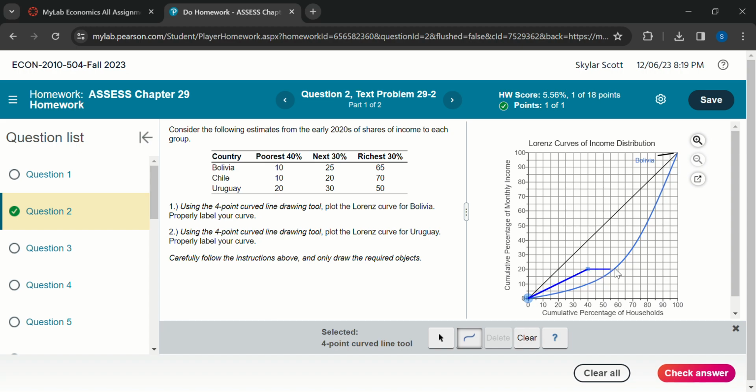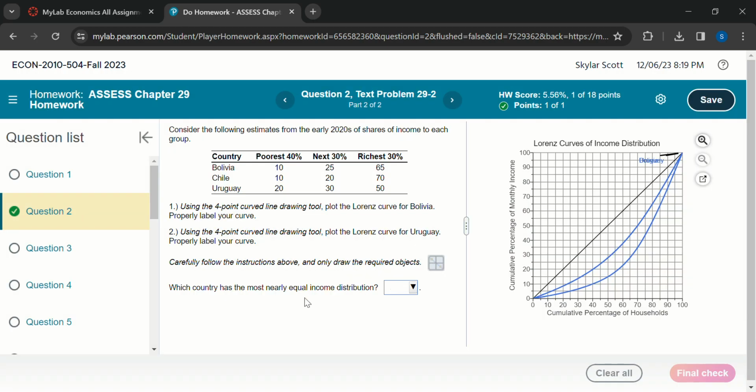Then if we look at the next 30%, they control 30% more of that given wealth. So we'll go back to 70 here. And 20 plus 30, of course, is 50. Go up to 50, draw our line there. Finally, the richest 30% control 50% of the given wealth, which will equal 100% of the total wealth. We're going to label this line Uruguay. Let's go ahead and check our answer. Make sure we got that right.